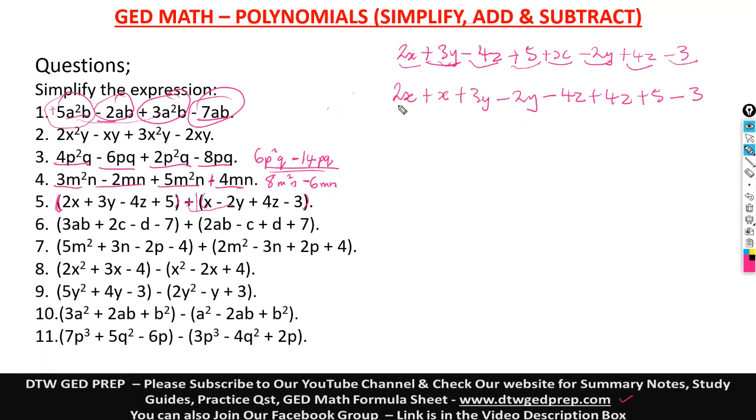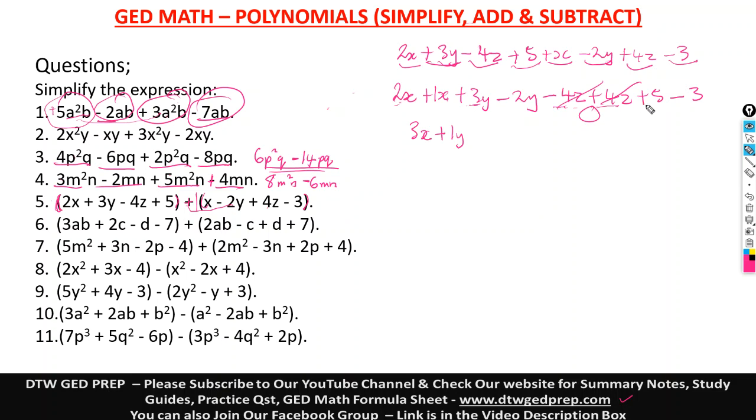All right. So from here, we can add these two. There's an invisible 1 here. So 2x plus 1, that'll give us 3x. Here, this is a positive 3y minus 2y. Now, when you have a positive and a negative number, we subtract. When we subtract, we get a 1, right? So that's a 1y. What sign would it take? It would take the sign of the bigger number, which is positive. Here, we have a negative 4z, positive 4z. So it means we have to subtract. Subtracting a 4 from a 4 is 0. So we are going to have a 0 here.